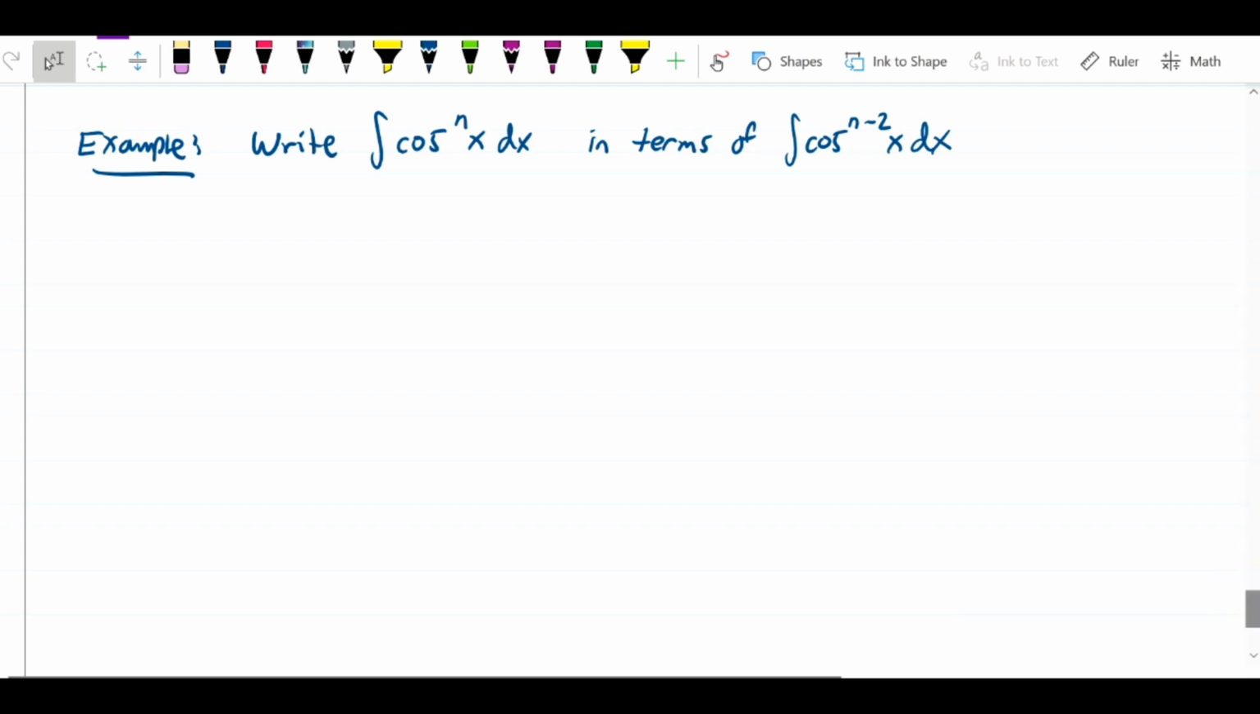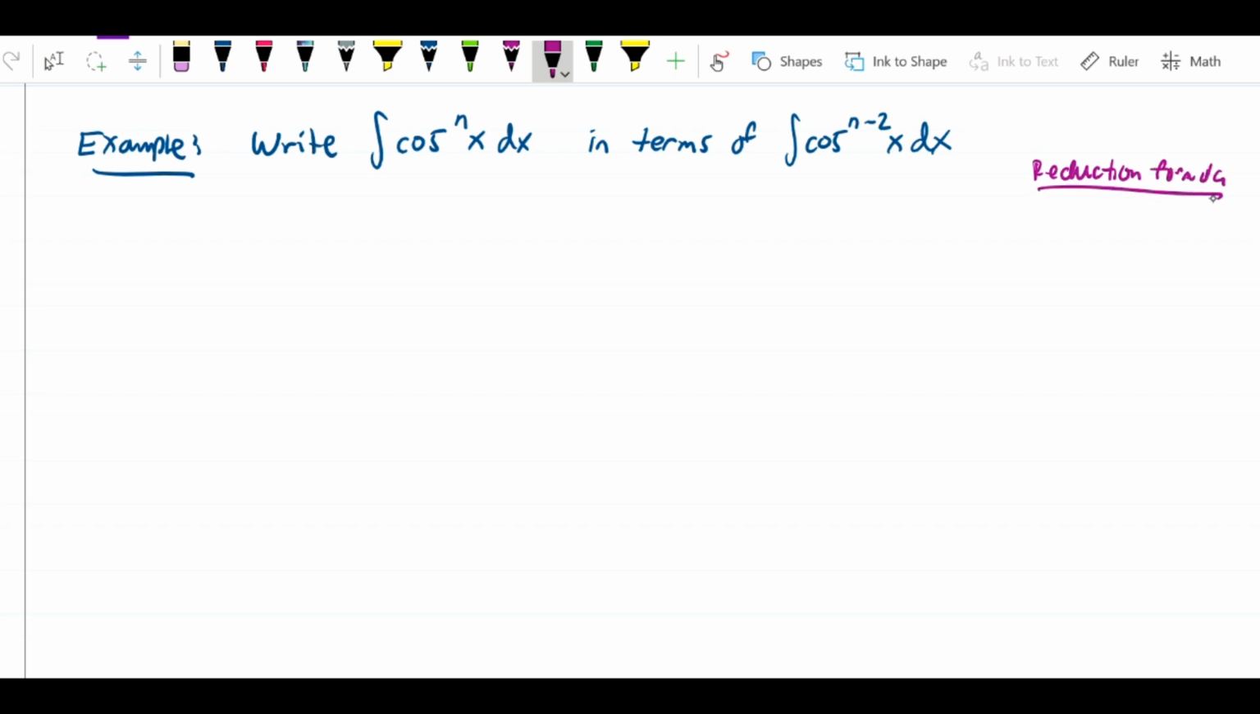Now we want to turn to a more general problem, which is that sometimes you want to be able to write the integral of an arbitrary power, the nth power, of a trig function in terms of a lower power. This is similar to the example we just did with secant cubed, but we want to make it a little more general. There's actually a name for this, which is called a reduction formula.